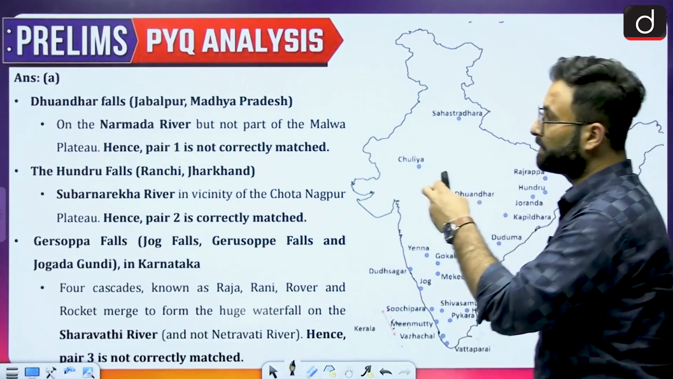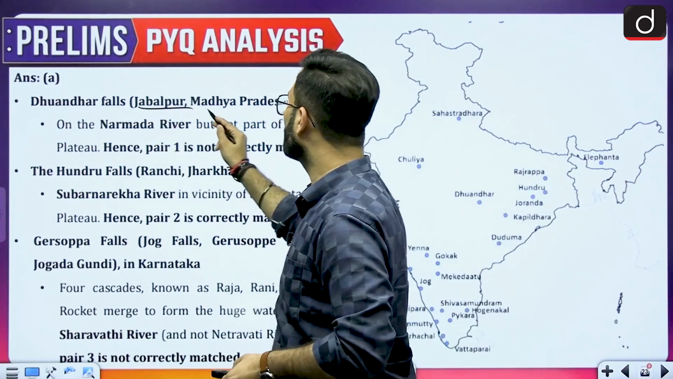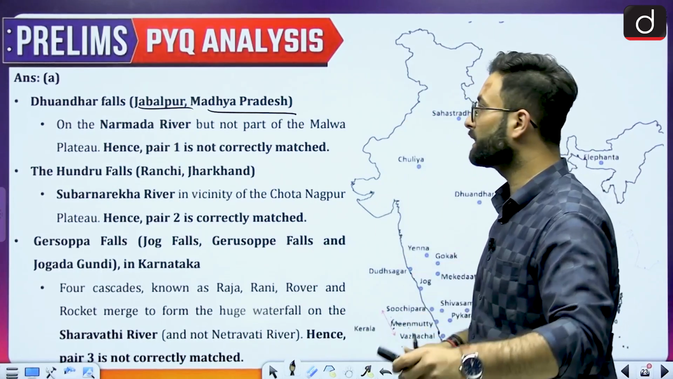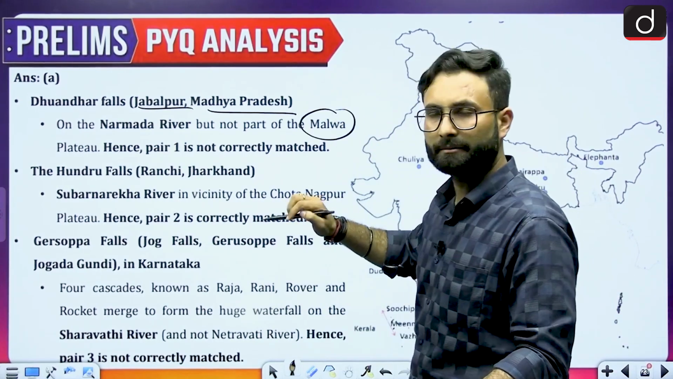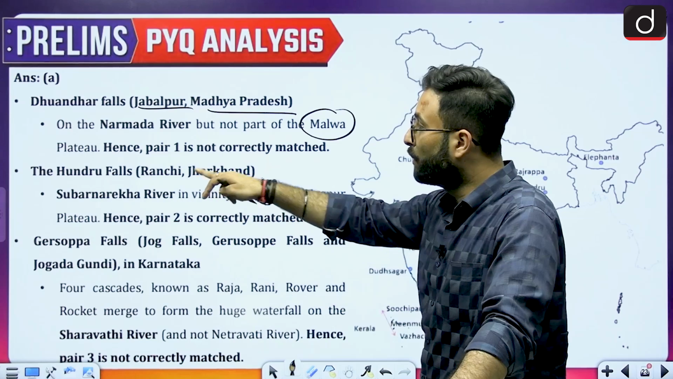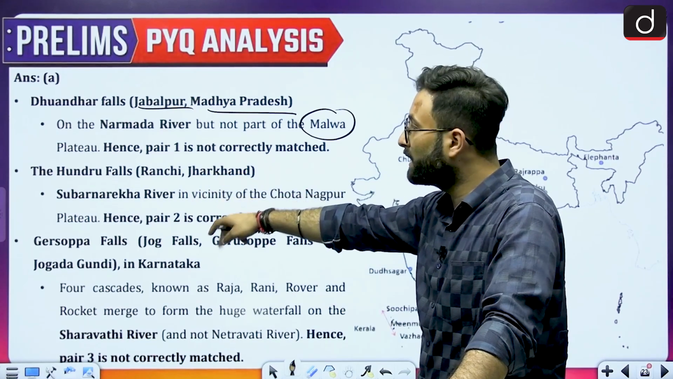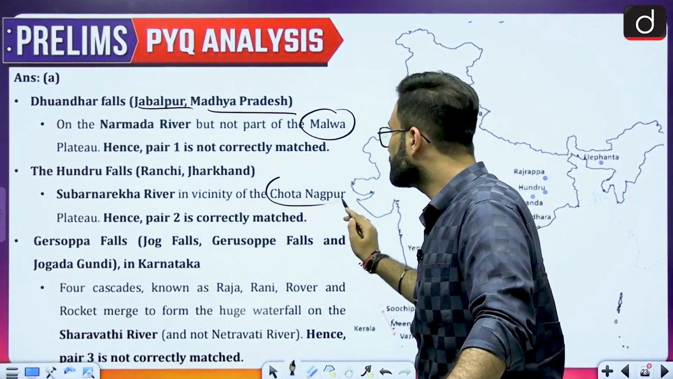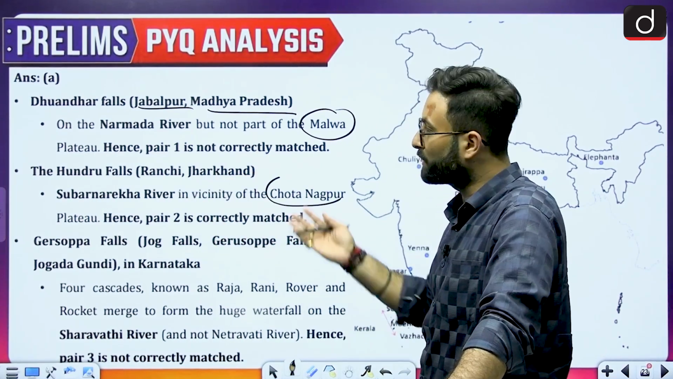Here you can see this is your Dhuandhar Falls, that is near Jabalpur, Madhya Pradesh. It is located on the Narmada river, but not part of your Malwa. Coming to the next one, Hundru, that is near Ranchi, Jharkhand. It is on the Subarna Rekha river and it is in the vicinity of the Chota Nagpur plateau, so that you should remember.